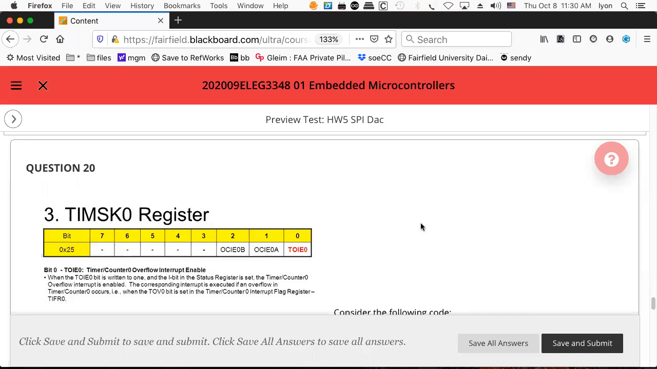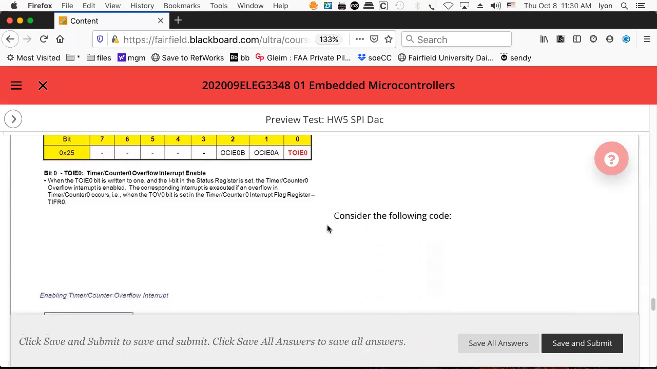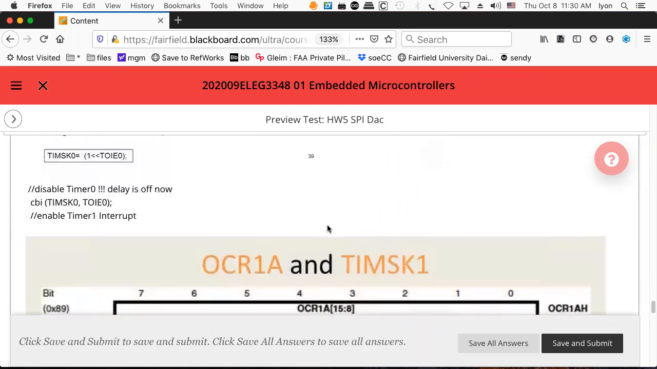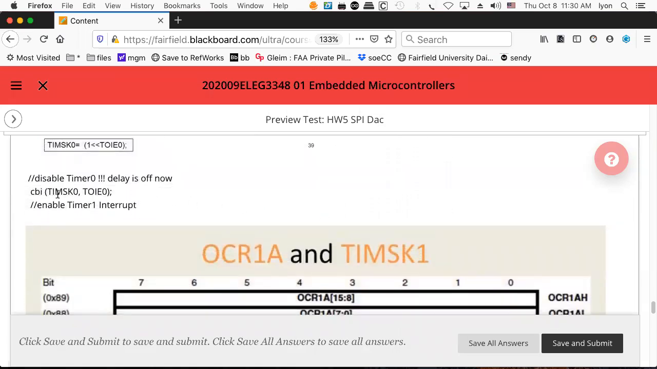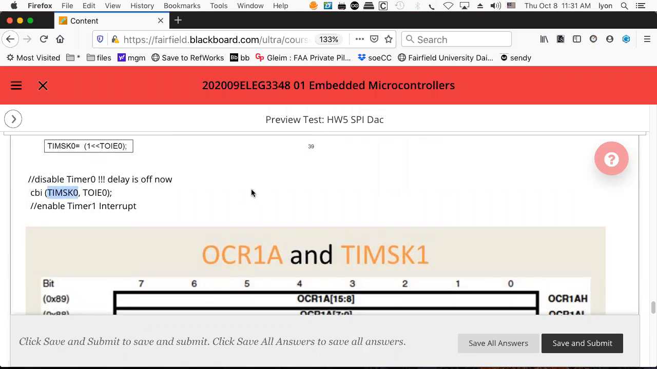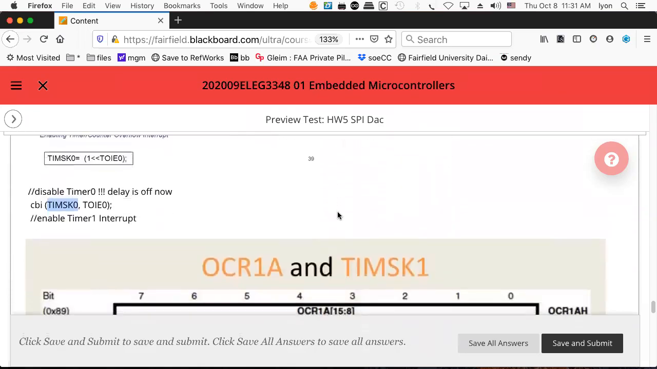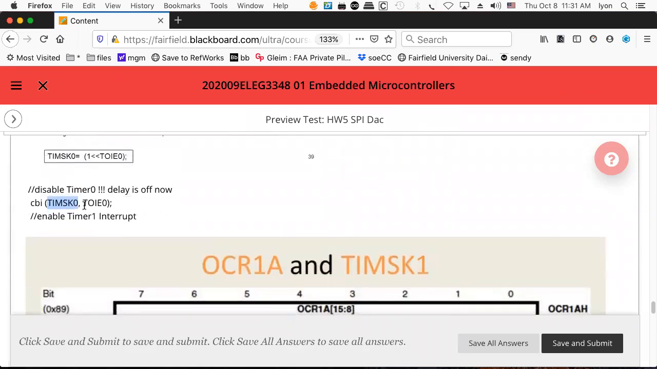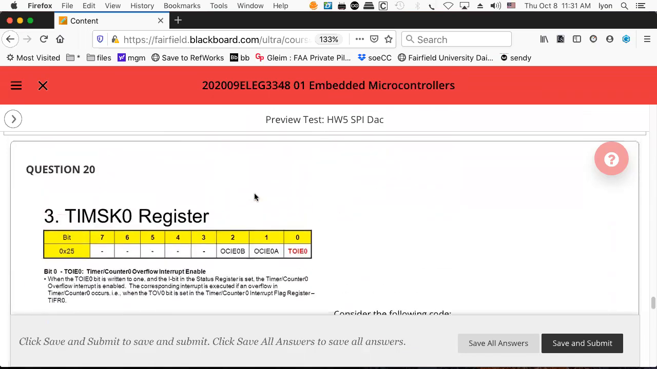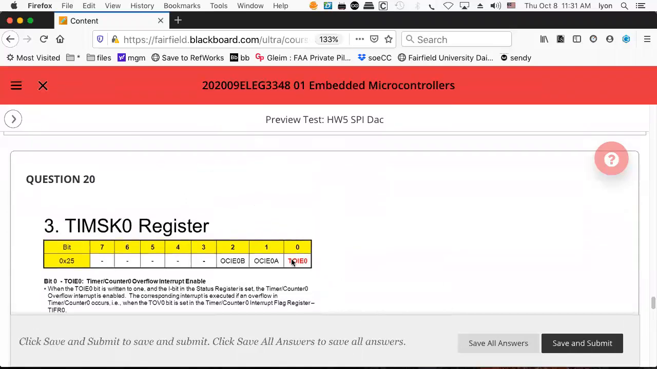So then it says here documentation. Now here comes TIMSK0, which is this register. What he's saying he wants to do is clear the bit that corresponds to TOIE0. And TOIE0 is the least significant bit. It says here bit 0 is the timer counter 0 overflow interrupt enable.